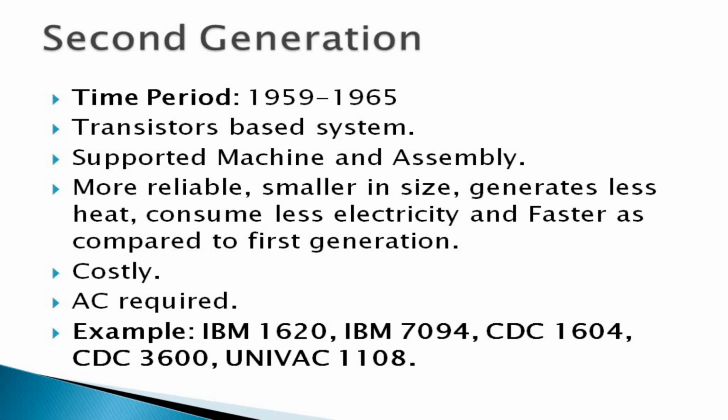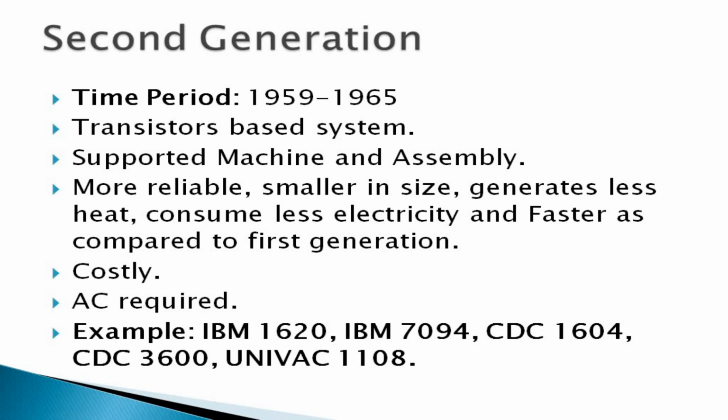So this was all about the first generation. Let's move to the second generation. The time period of the second generation was 1959 to 1965. They were transistor based systems. Earlier we were using vacuum tubes, now we have switched to the transistor based system. That's what I was saying, whenever there is a change in hardware technology, we say that one generation of computer system has evolved.